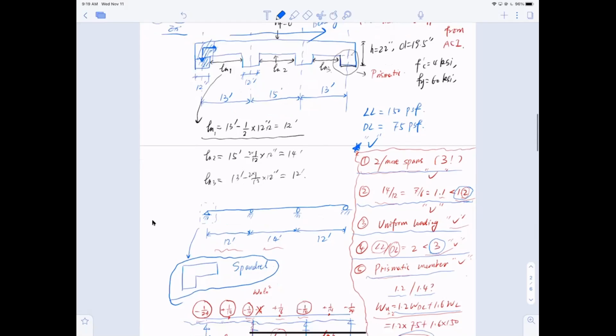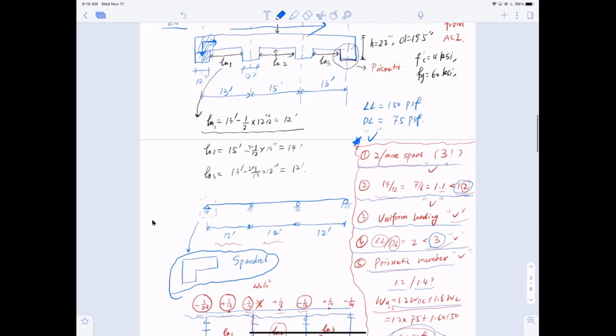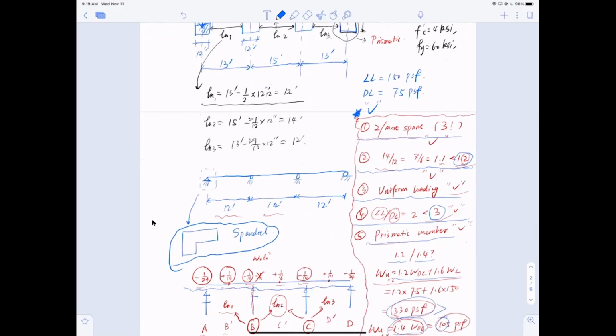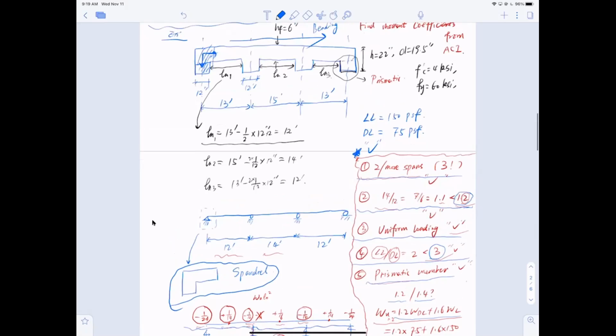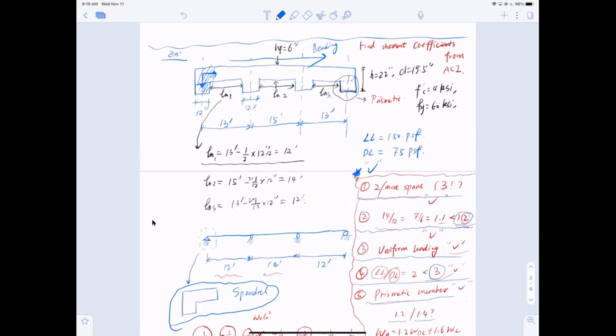So that's how we get these numbers. Like I said, if you have the table, use the table. If you don't, using these numbers is fine. The second critical point is the span length. Now, watch it. When we say span, when we say Ln, these are clear spans, that means from edge to edge.